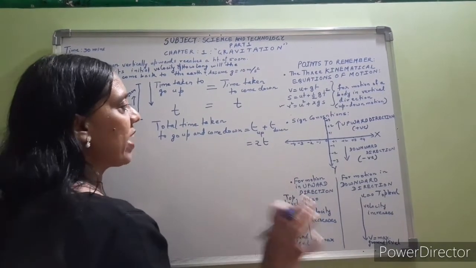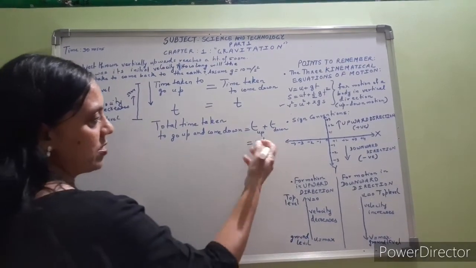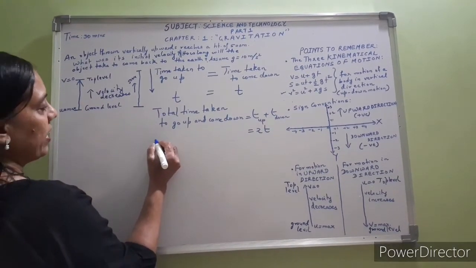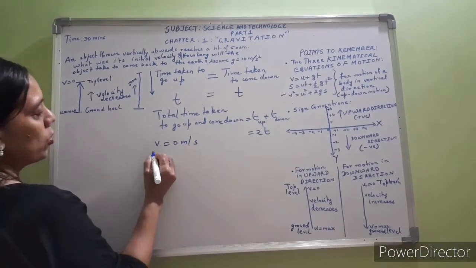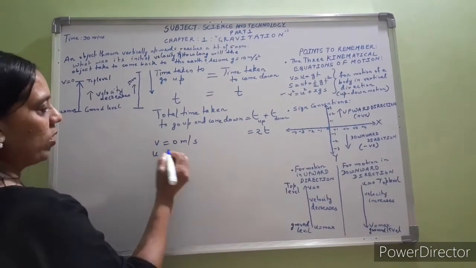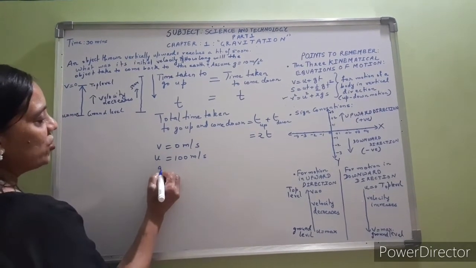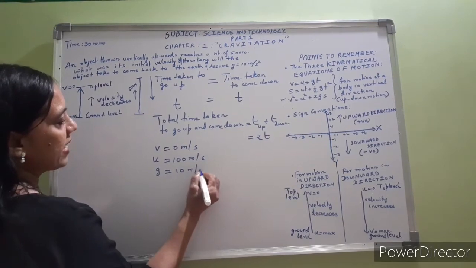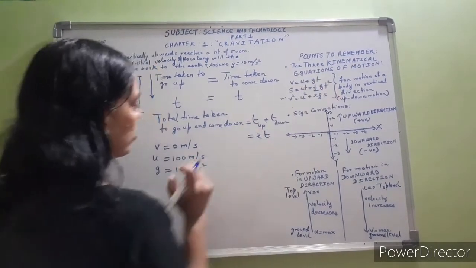तो हमको t find करना है. So what will be this t that let us find. So v is given 0 meter per second. You have already found u as 100 meter per second and g is given 10 meter per second square. v u g. So I will take the first equation of motion.